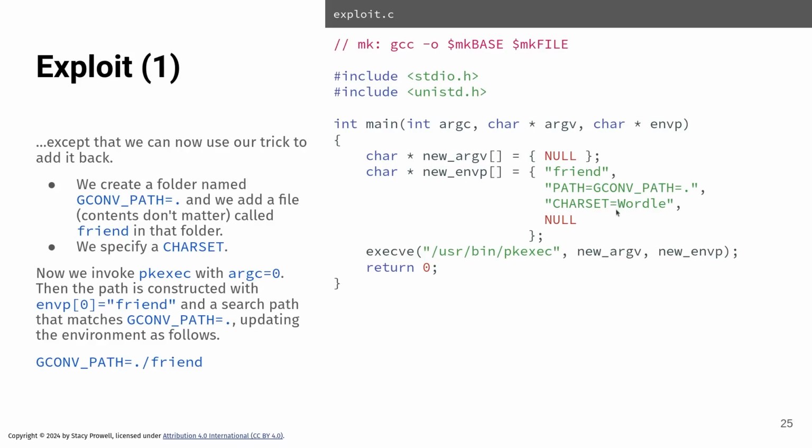And what's our charset? Well, it's Wordle. What is the Wordle charset? It's one I made up. Okay, and there's a null terminator for the environment list. Then I use execve, right? execve is the one that takes the environment. I give it the thing to exec, in this case pkexec. I give it the argument list, I give it the environment list, and then I'm done.